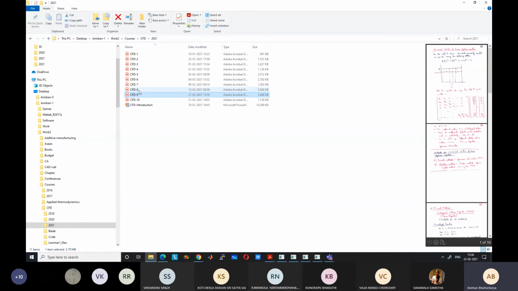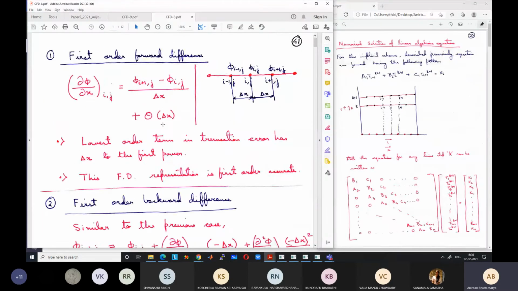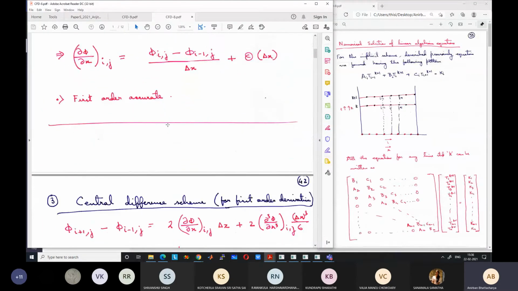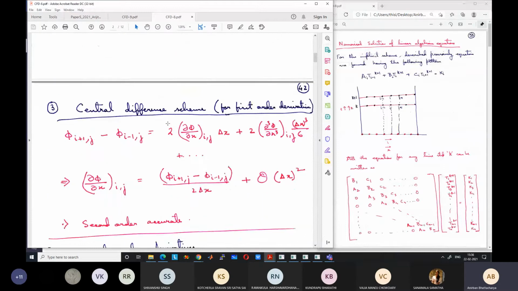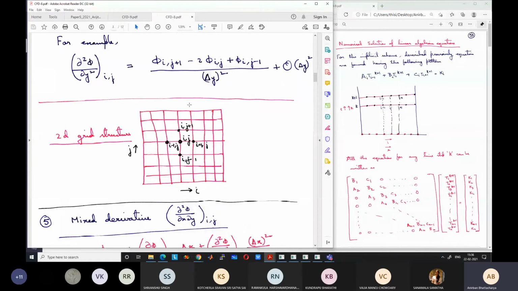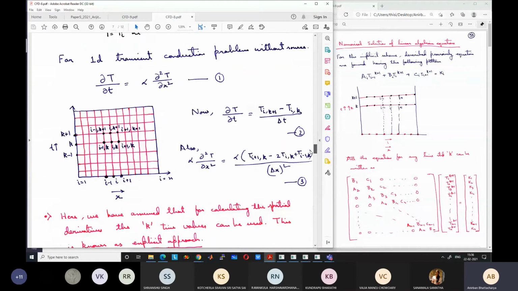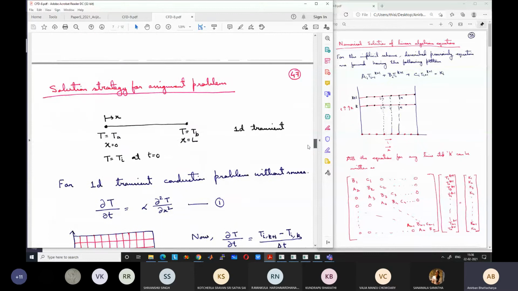Just let me open once for the benefit of discussion. So all this, first order forward, first order backward difference, central difference, second order derivative, all of them we have seen. Mixed derivatives. Then we have discussed explicit scheme and implicit scheme in the context of transient problems where the problem is dependent on time also.